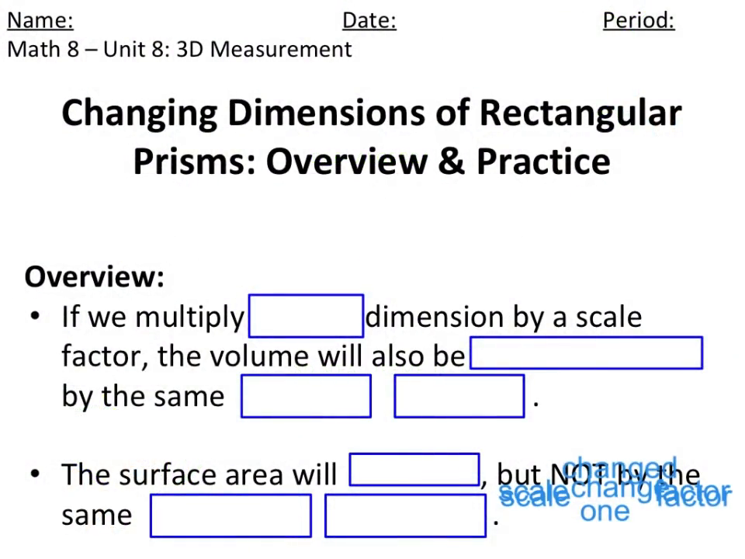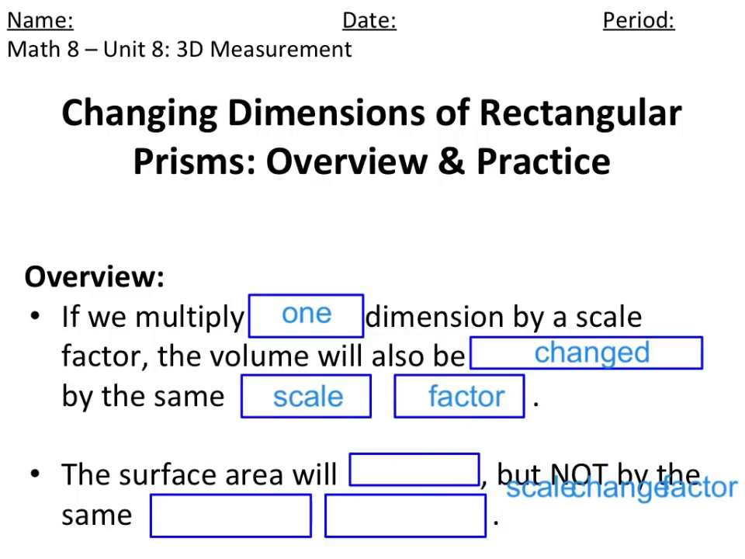about changing dimensions of rectangular prisms. So let's first look at the overview. It says that if we multiply one dimension by a scale factor, the volume will also be changed by the same scale factor. The surface area will also change, but not by the same scale factor.